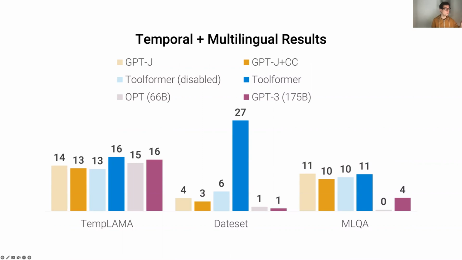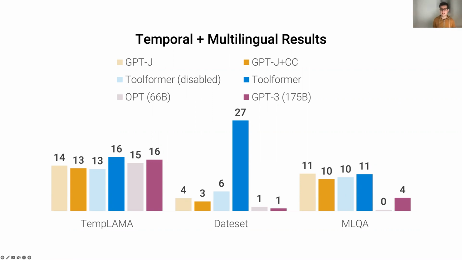We can see here that Toolformer actually helps a bit, but it's not because the model would use the calendar to find out the current date and then answer the query correctly. Actually, also in this case, the model mostly uses the question answering system. So the improvement here isn't really because the model has learned that you need temporal information, but just because it uses a different tool, which is also helpful.